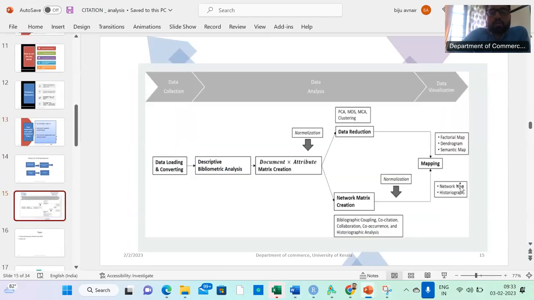This kind of diagram should be presented in bibliometric analysis: data loading, converting, descriptive bibliometric analysis, document attribute metric creation, normalization and data reduction, data clustering, network metrics, site creation, normalization, mapping, etc. These are part of bibliometric analysis. So this is the basic idea of bibliometric analysis.